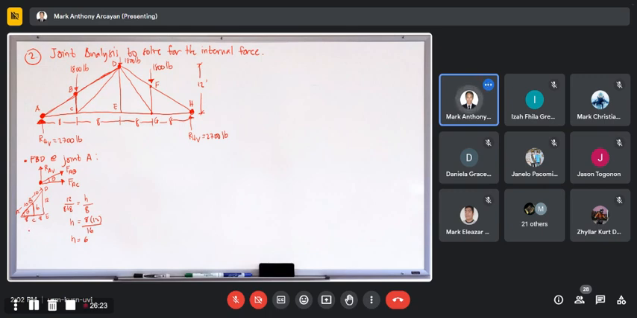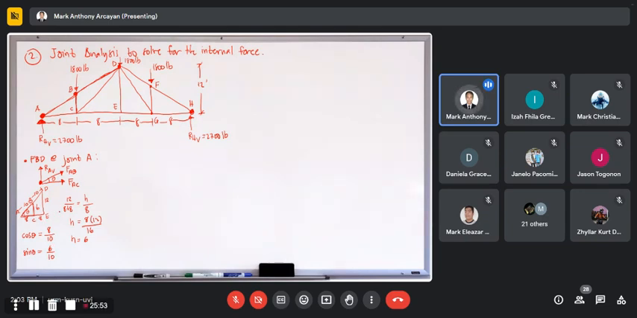To get theta, we can use cosine and sine. Cosine theta is equal to the adjacent side, 8 over 10. Sine theta is equal to 6 over 10. Cosine theta is equal to 8 over 10, then sine theta is equal to 6 over 10. We can use these later when we perform the summation of forces.